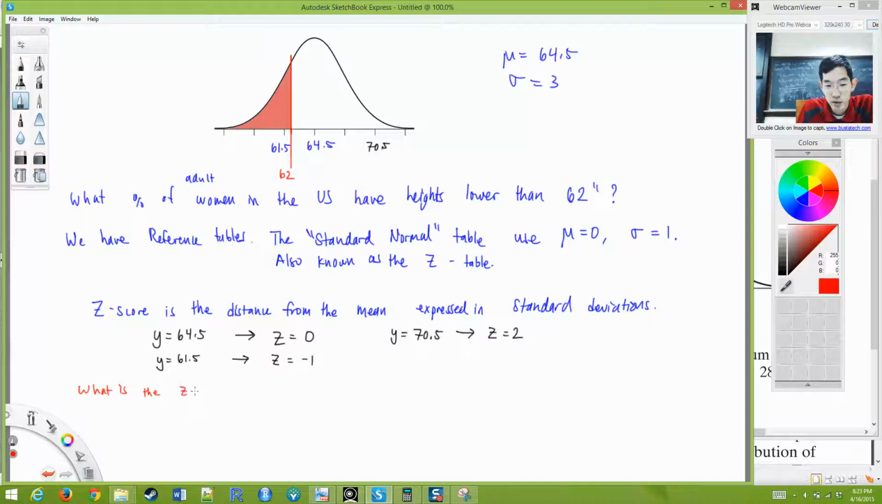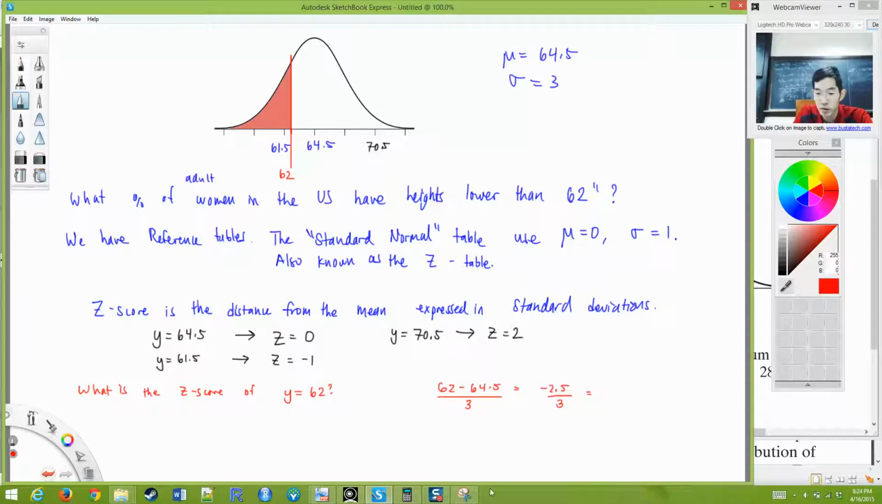So what is the z-score of this point at 62? What is the z-score of y equal to 62? Okay, well, we know it's going to be between 0 and -1. Can we express this distance from the mean in standard deviations? Sure. We're just going to take the distance from the mean. So how far is 62 from 64.5? It's 2.5 below. So I would just do 62 minus 64.5, and I get -2.5. But I want this expressed in standard deviations. Each standard deviation is 3 inches, so I'm going to divide that by 3.